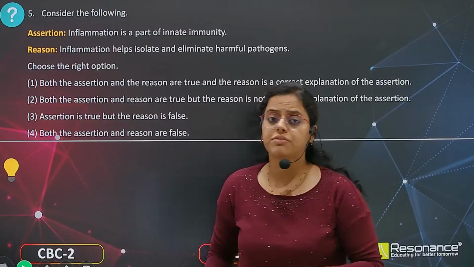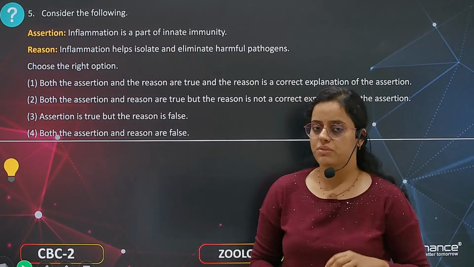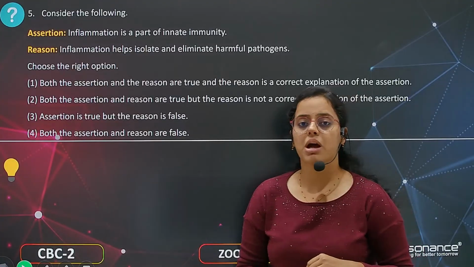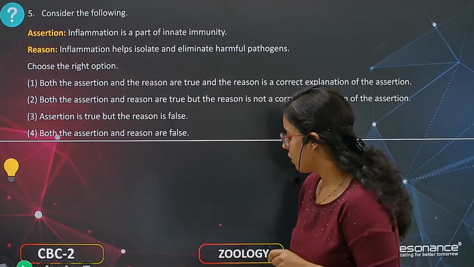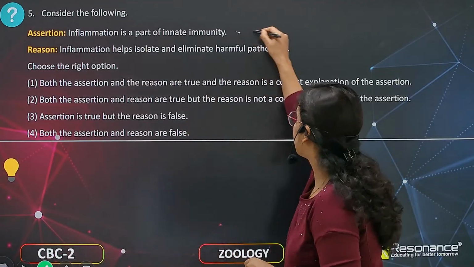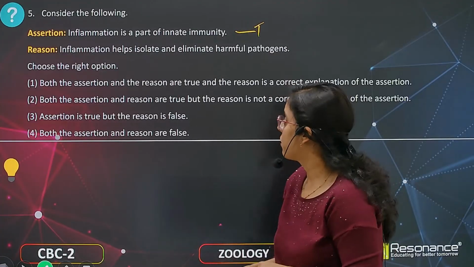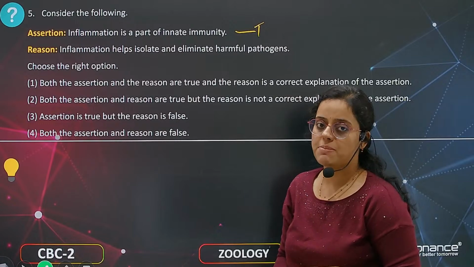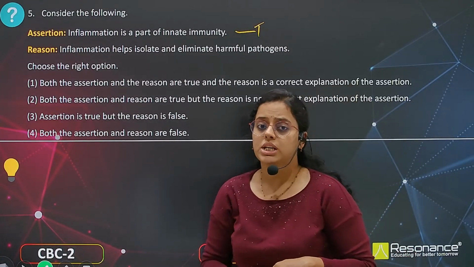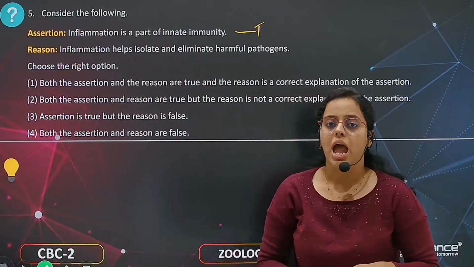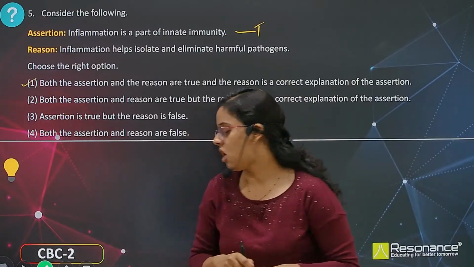Now going to the fifth question. This is the assertion reason question. So let us see which is true or which is false. Assertion: inflammation is a part of innate immunity. True. Inflammation is a part of innate immunity. So this is a true statement, as we have discussed already. The signs of inflammation that are seen are part of innate immunity. Inflammation helps isolate and eliminate harmful pathogens. Yes, both assertion and reason are true, and it is the correct explanation. So we will go with the first option.